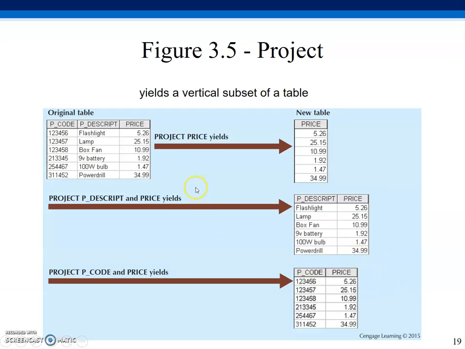Now project is basically, as it says, a vertical subset of tables. So you're projecting on the various fields. If I just do project price, then I will just be focusing on the price, and that is the new table I get from issuing this set operator project. The same applies to project product description and price. Again, projecting on the description and price. If I want to project on the product code and price, that's what I will get. It's very easy.